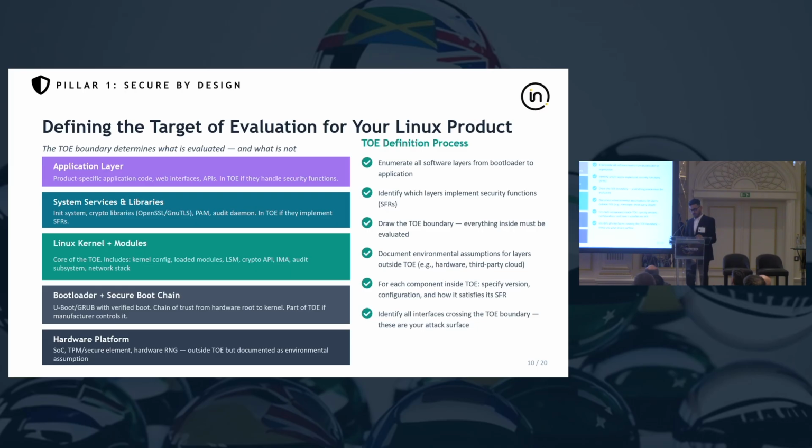So on the right-hand side, there's a process to define this, and I would like to point to point 6. Identify all interfaces that cross your TOE boundary, because every network-exposed service, every IPC mechanism, every debug interface is your attack surface. So they either have to be hardened or they have to be removed. And for CRA purposes, your technical documentation must have this TOE definition and rationale for every boundary decision.